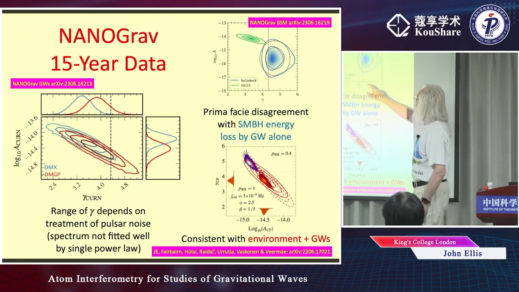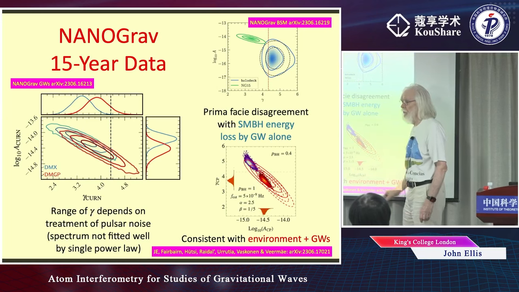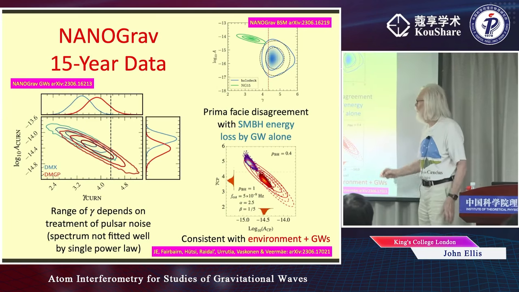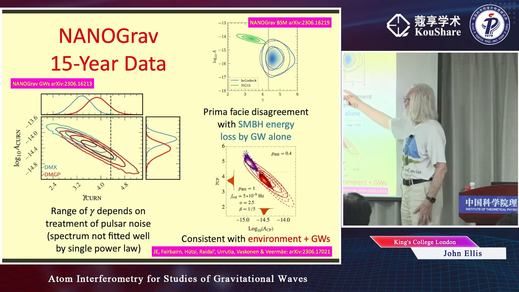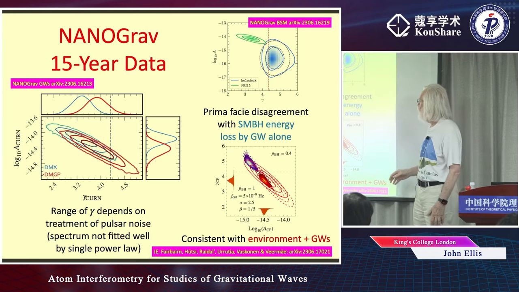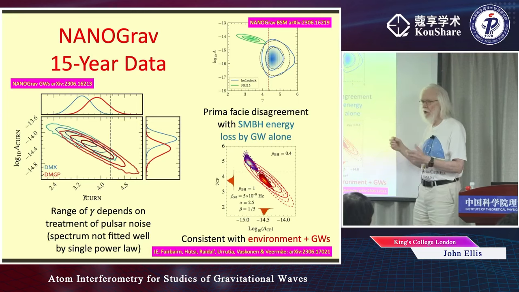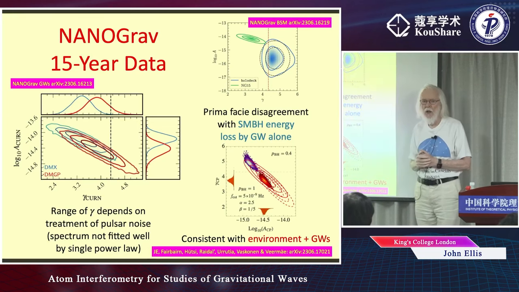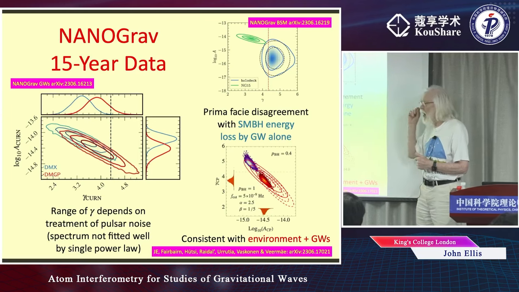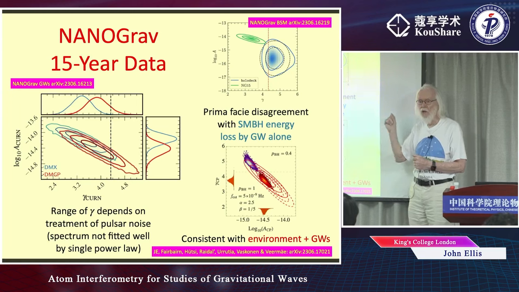So the model would predict 4/3, but actually when they do a simulation in that model, they get a somewhat different result, and the data indicates something different again. So I think all this is telling us that analyzing things in terms of a simple spectral power law is not a good thing to do. But certainly there's a prima facie disagreement between this supermassive black hole merger prediction, if the black holes lose energy only through gravitational wave emission, and the data.